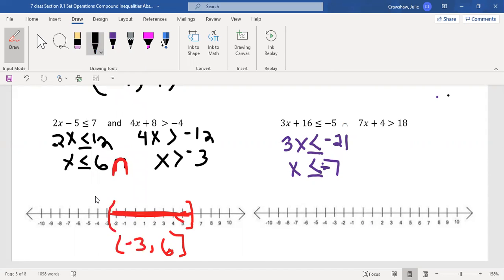Now on the right-hand side, I'm going to subtract 4 from both sides. So I'm going to get 7x is greater than 14. Then I'm going to divide both sides by 7, and I'm going to get x is greater than 2. And I'm looking for the intersection. What do these two things have in common?